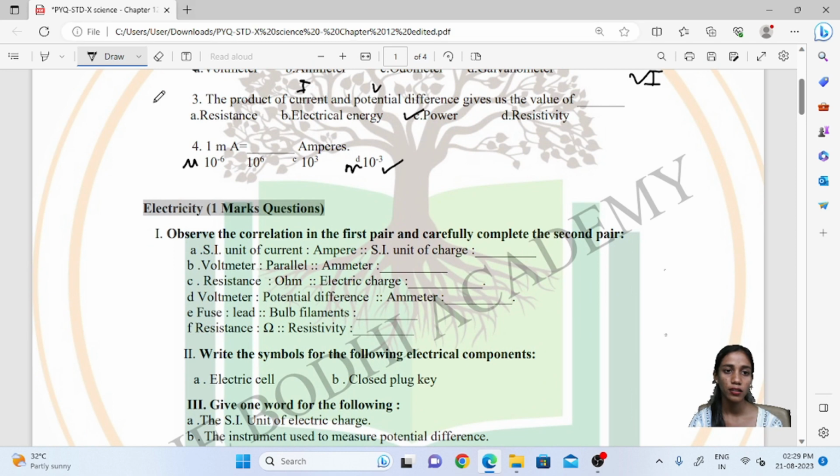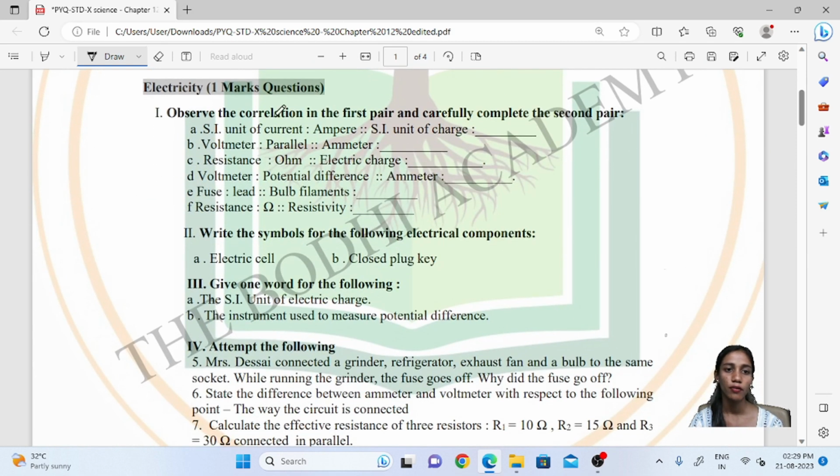Okay. The second is also a 1 mark question wherein we have to observe the correlation in the first pair and carefully complete the second pair. Now, this is the first pair. Observing the correlation in this first pair, we have to do the same thing for the second pair. Now, what is the correlation between SI unit of current and ampere? This says that the SI unit of current is ampere. Okay, so same way you have to apply that logic over here.